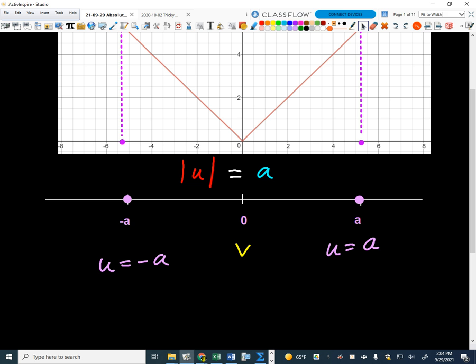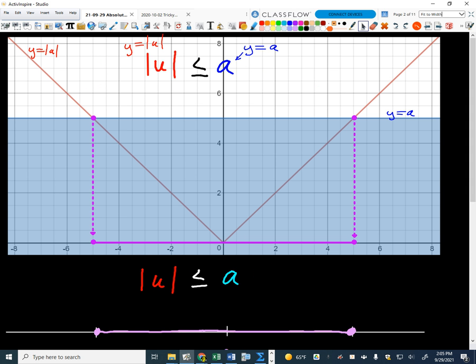Once we're able to isolate an absolute value and it's equal to a number, we know that we can trade that for the 2 cases. Whatever's inside the absolute value is equal to the positive value of the number, or it's equal to the negative value of the number. And that's how we get our solutions. Okay, we're going to do something similar with inequalities.